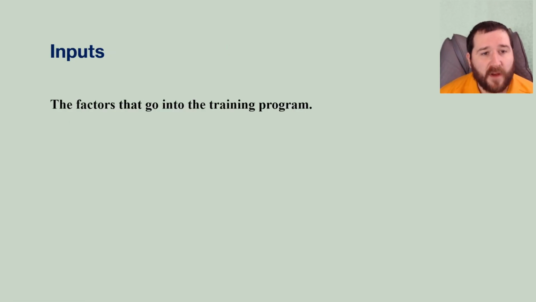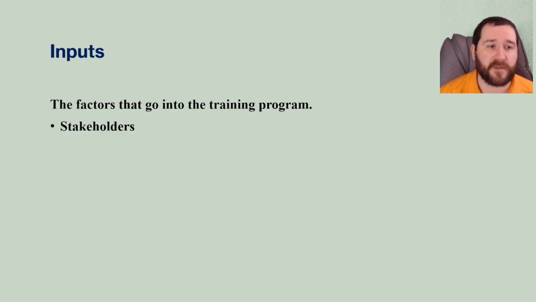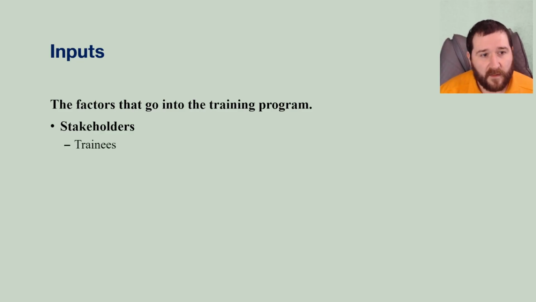Next, the inputs are the factors that go into the training program. These are both people and resources. When we talk about the different factors, the first one is the people that go into our program, the stakeholders. These hold a stake in the success of the program. They're invested in it, either as trainees, investing in the program in hopes that it trains them to do something better.